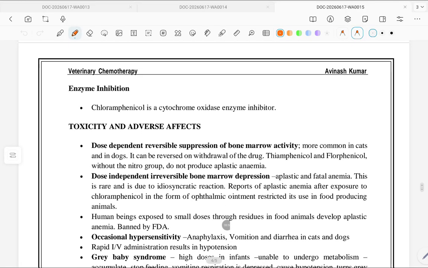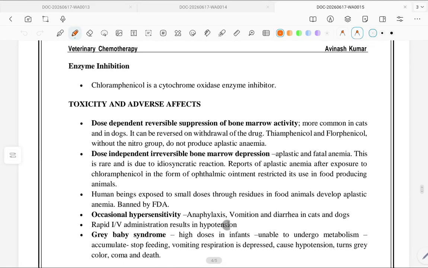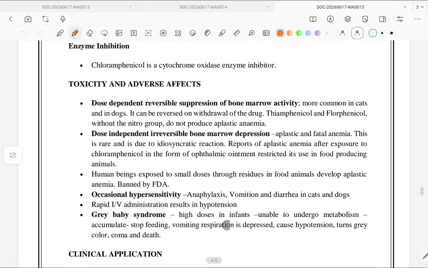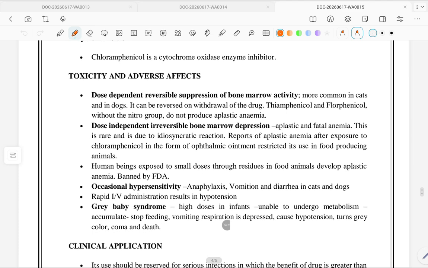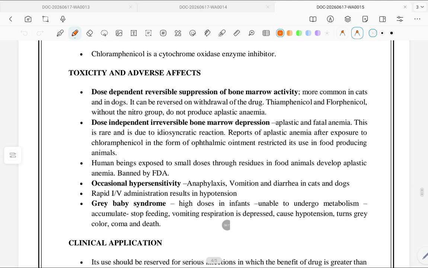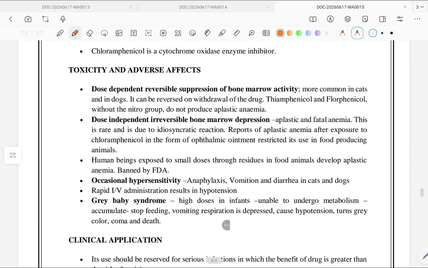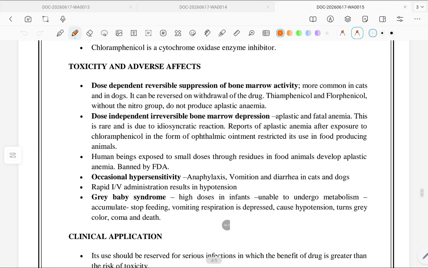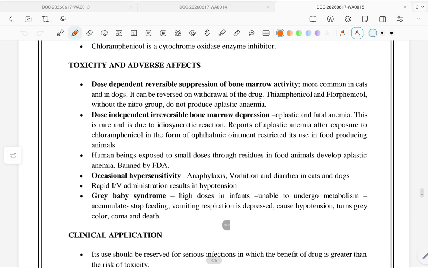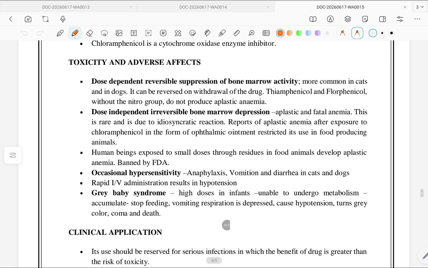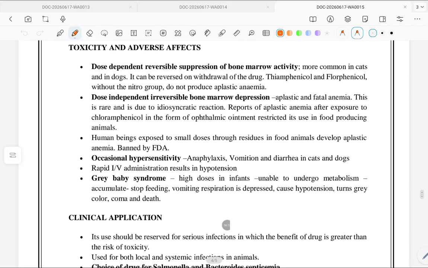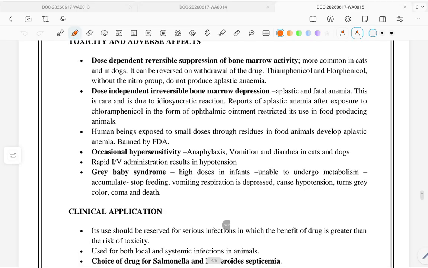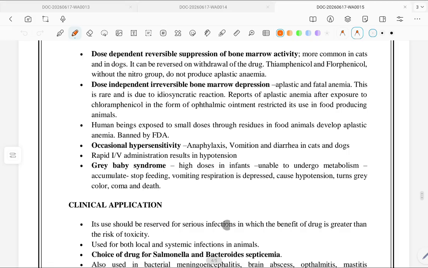Toxicity and adverse effects. Dose-dependent reversible suppression of bone marrow activity is more common in cats and dogs, and can be reversed on withdrawal of the drug. Thiamphenicol and florfenicol, without the nitro group, do not produce aplastic anemia. Dose-independent irreversible bone marrow depression, aplastic and fatal anemia, is rare and is due to an idiosyncratic reaction.